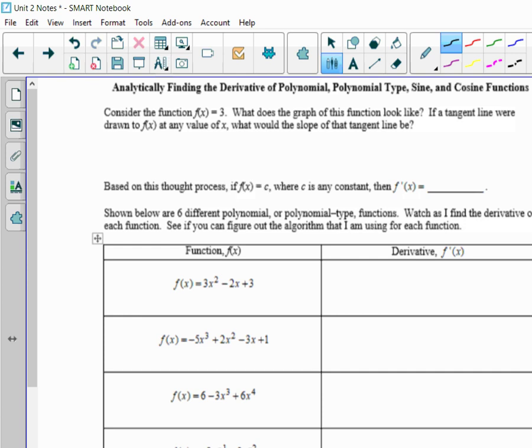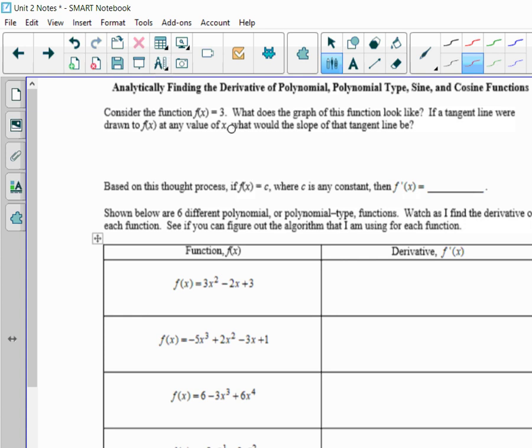So, big day today is finding the derivative of polynomial function, sine and cosine without having to use a definition. It says, consider the function f of x equals 3. What does the graph of this function look like? If the tangent line were drawn to any value of x, what would the slope of that line be?